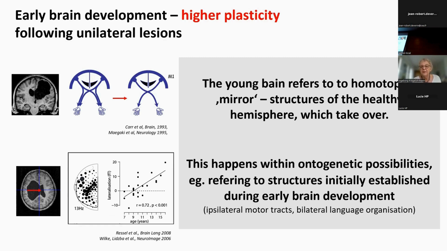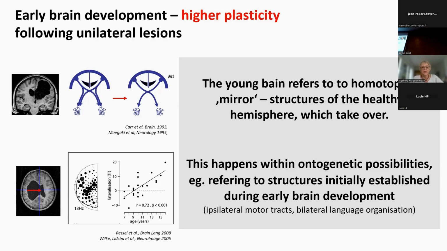That means that the brain refers to structures which are initially established during early brain development in both hemispheres. So for the motor situation, when we start, we have double wiring, ipsilateral and contralateral tracts, and in the long run, the ipsilateral tracts disappear. So the brain can, in an early lesion, keep the ipsilateral tracts, but that is only functional around the first, second, and early third trimester, and in infarcts happening at term, it is no longer functional. So it is only functional very early in brain development.